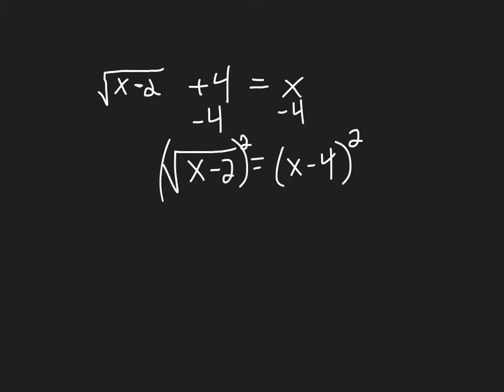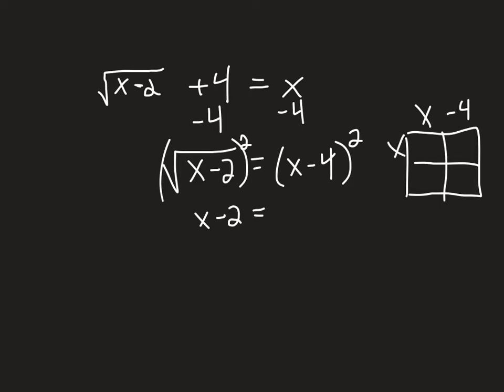So from here, the square root and the squared on the left-hand side cancel out, so we just have an x minus 2. And then on the right-hand side, this would be a box method, right? It's a binomial squared. So in order to expand this side, we have to do a box, where both sides are x minus 4. So x times x is x squared, negative 4 times x is negative 4x, negative 4x, and then negative 4 times negative 4 is positive 16.